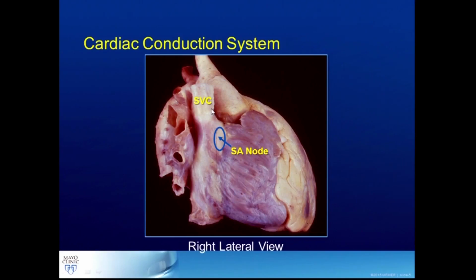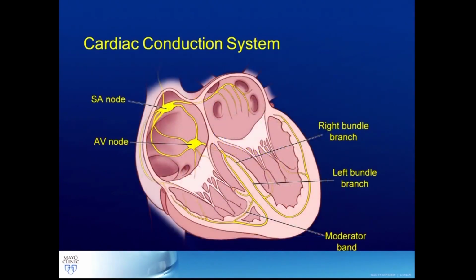between the superior vena cava and the right atrium outside the heart. It's a little bump that's really sitting in a mass of fat where there's a lot of nerves running into that fat pad from the parasympathetic and sympathetic ganglia. Inside the heart, that then translates into these conduction pathways.